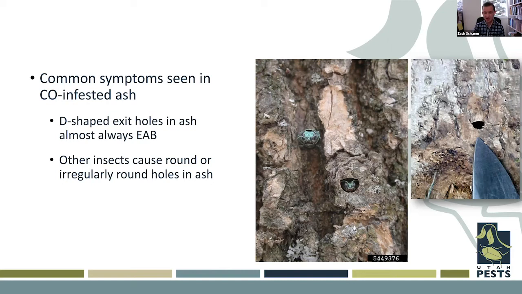I remember the first emerald ash borer emergence hole that I saw, and this is when I didn't really know much about emerald ash borer. I was like, oh, look at that cool D-shaped exit hole. It's plain as day. So if you see this in an ash tree, you're going to want to contact us or Utah Department of Agriculture and Food to report it, because that's really important. And it's probably emerald ash borer.